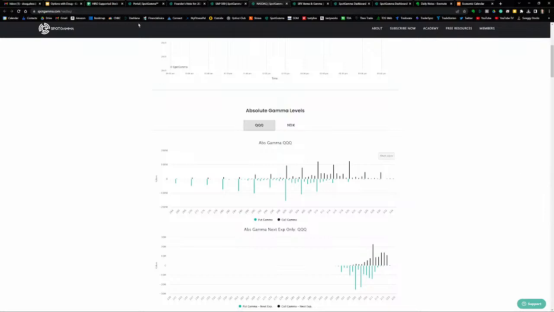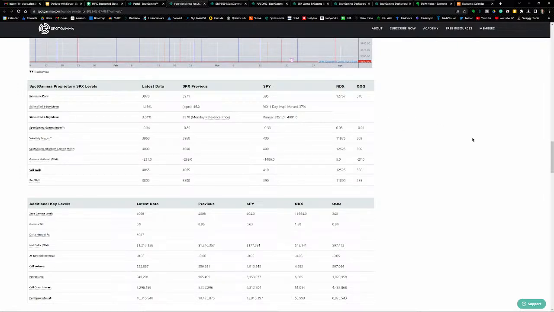Let's take a look at data. This is in the Spotgamma AM Founders Note.